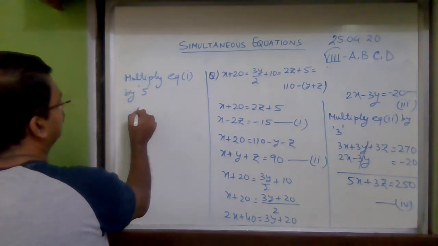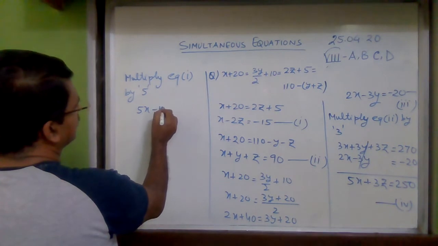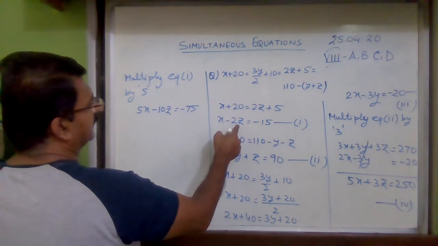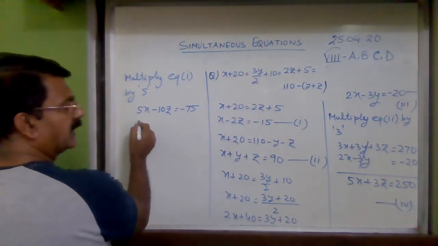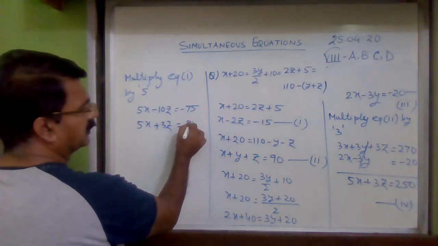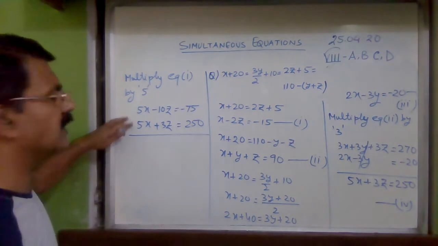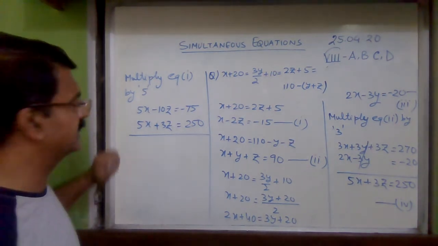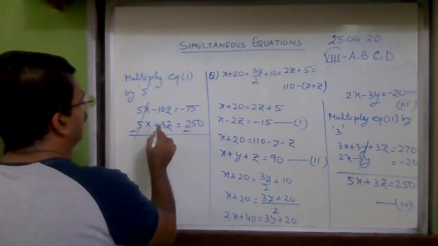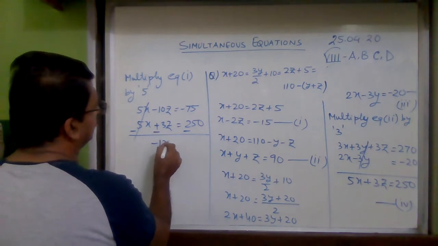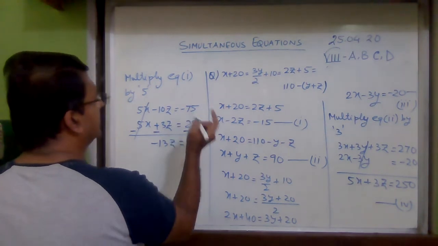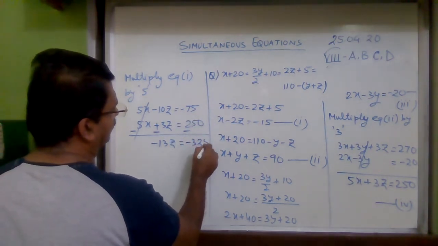When you multiply equation 1 by 5, it is 5x minus 10z is equal to minus 75. Below it, you write down the fourth equation, that is 5x plus 3z is equal to 250. And now you have to change the sign because here both the terms containing x have the same sign. So the 5x terms cancel. Minus 3z minus 10z gives you minus 13z is equal to minus 250 and minus 75, which will be minus 325.